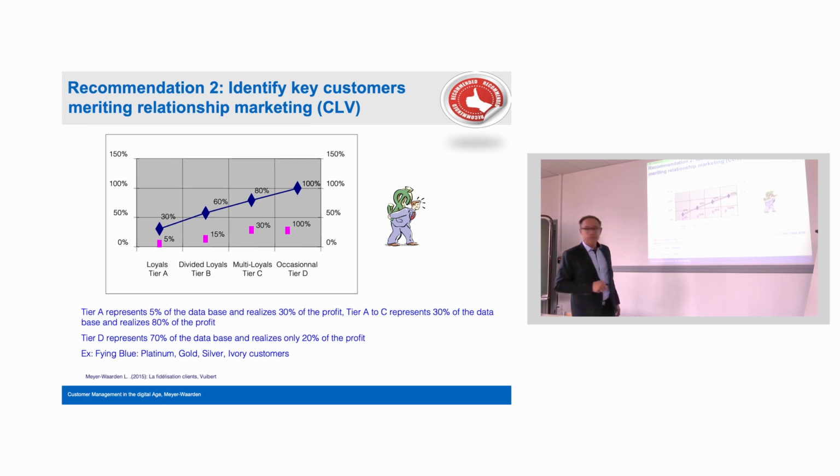You have tier B, the divided loyalties. They spend half of their expenditures in one store, Casino, and the other half in a competitive store. Cumulated, they represent 15%. They generate another 1/3 of profitability. Again, these customers are very, very important. If you focus only on these, you can save a lot of money because you spend your money only on 15% of the customers and they bring you 2/3 of your profit. So again, it's important to make them loyal.